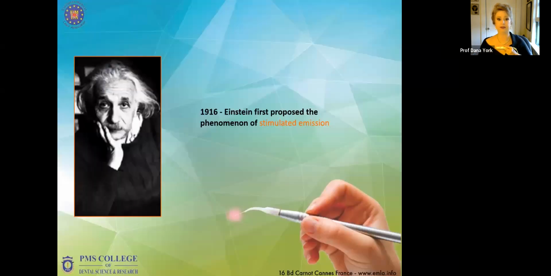And there it is. Who proposed this phenomenon of stimulated emission of irradiation? Einstein, in 1960. And what happened to him? He left Germany because as a Jewish person, he was about to get killed over there. And he went to New York, and then he went to Princeton.